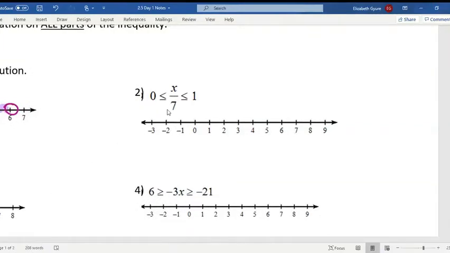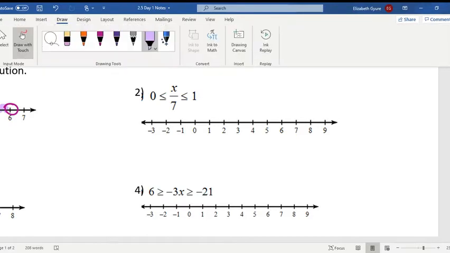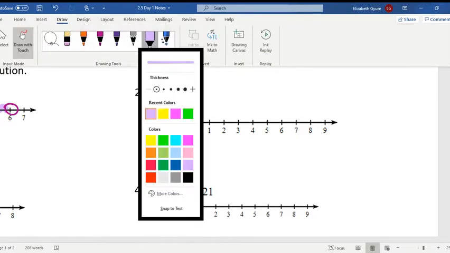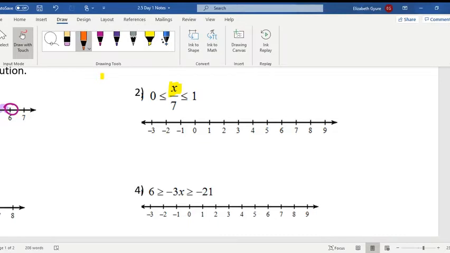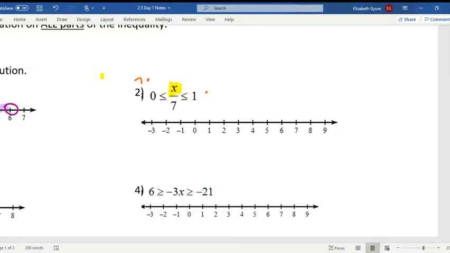We have 0 is less than or equal to x over 7 is less than or equal to 1. So again, this is one that's smushed together. Your x is in the middle. But what else is in the middle with that x that we don't want there? Yeah, you're dividing by 7. So we want to get rid of dividing by 7. How would you get rid of that? You would multiply by 7. So we're going to multiply the left and the right by 7.